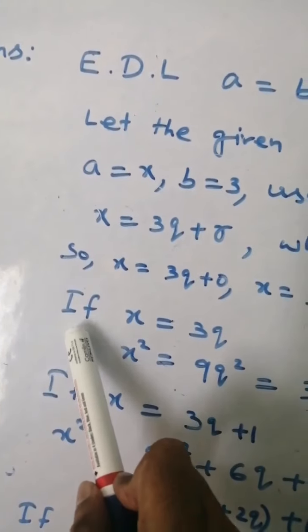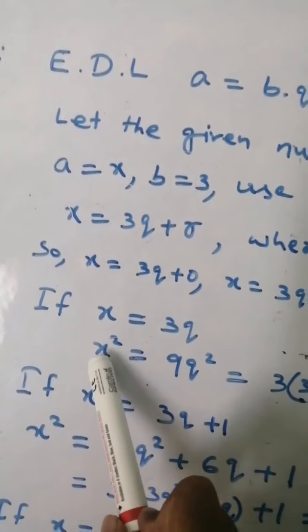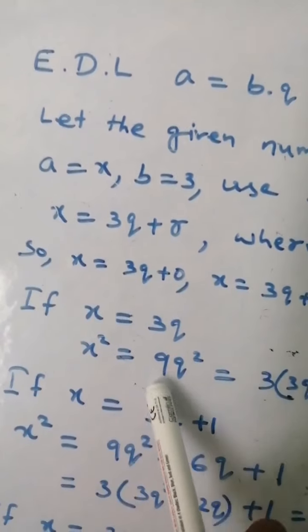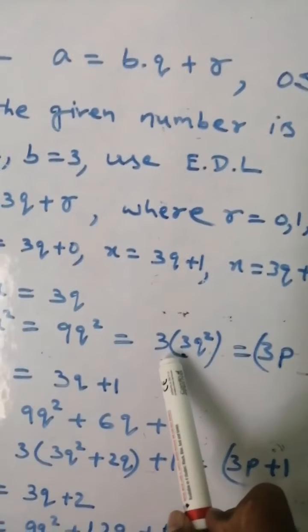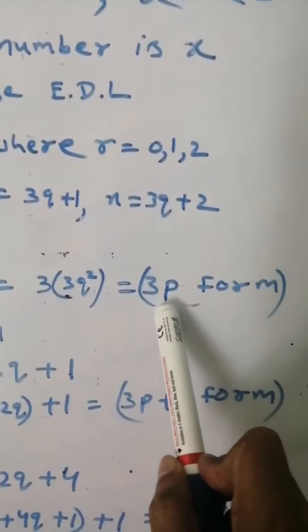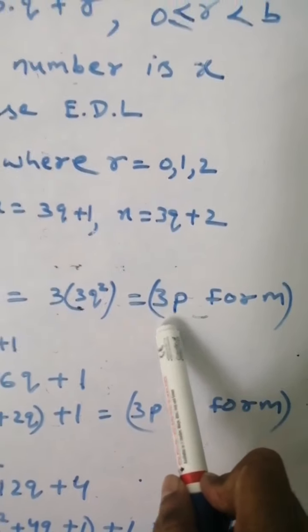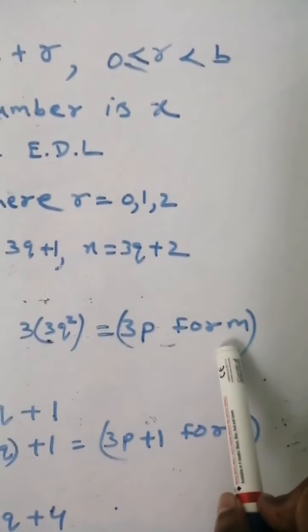So case 1, when x is equal to 3q plus 0, that means 3q. We have to find the square number. x square is equal to 3q whole square, which is 9q square, and 9q square can be written as 3 into 3q square. That means it is in the form of 3p, 3 into something, and that something we have called p. So this is in 3p form.